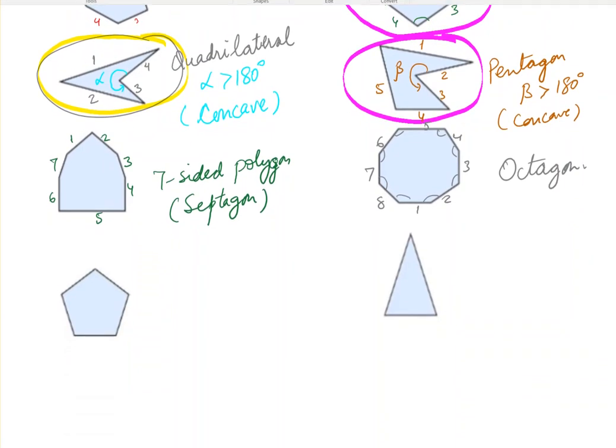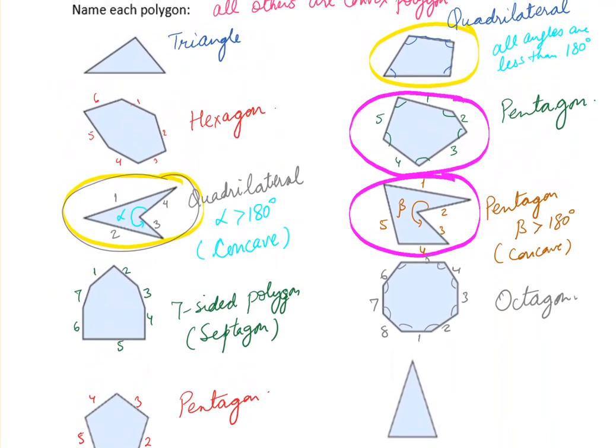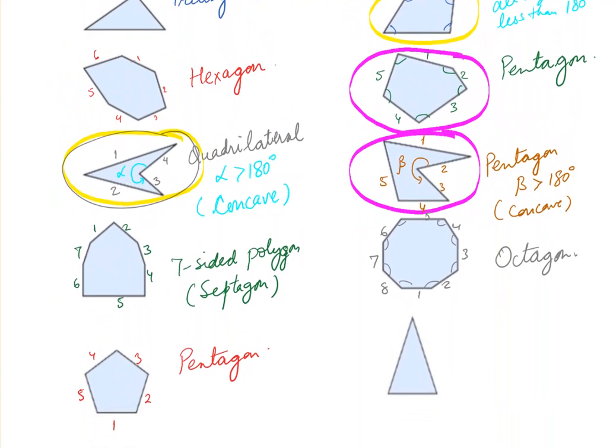Alright, so next one we have 1, 2, 3, 4, 5 sides. If you notice, this is a beautiful looking pentagon. So what is special about this pentagon? Did we do a pentagon before? Yes, we did a pentagon before, but that one wasn't as pretty as this one.